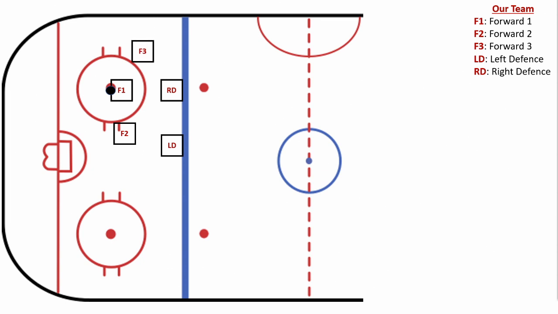So we're just going to assume that the right winger, or forward 3 in this example, is up the circle a bit instead of on the boards. Realistically, it doesn't make a big difference, but it's more of a choice.